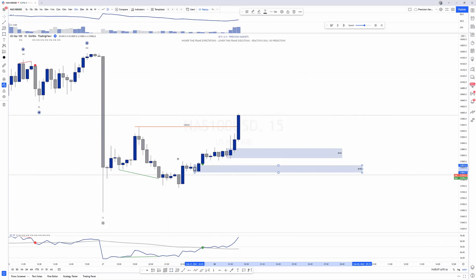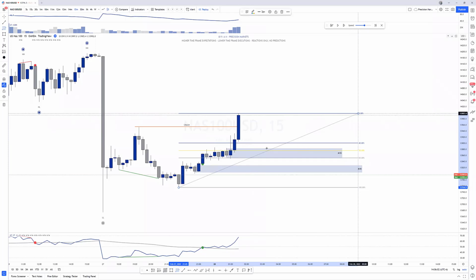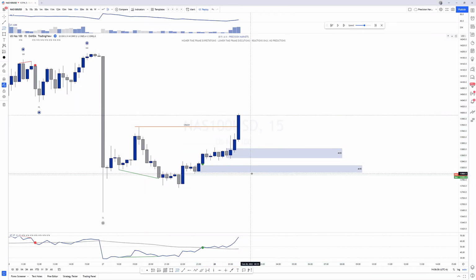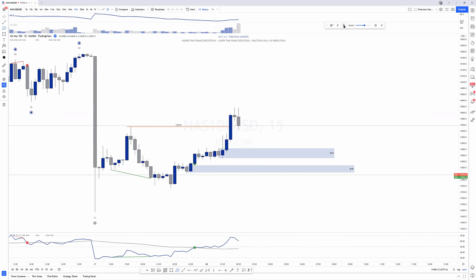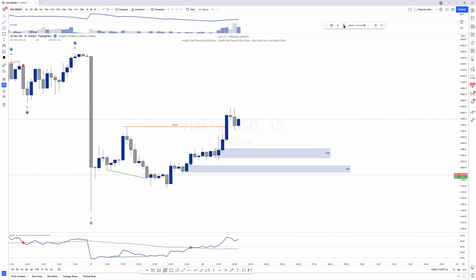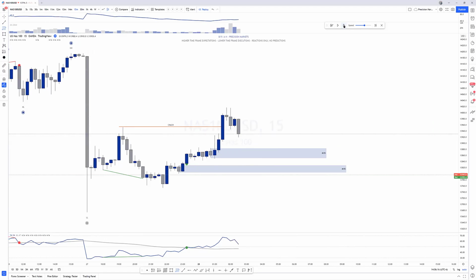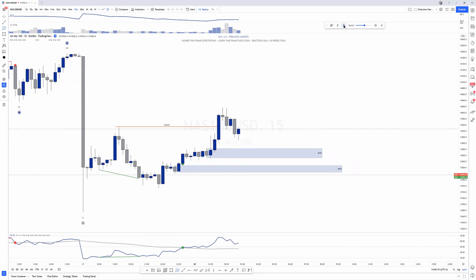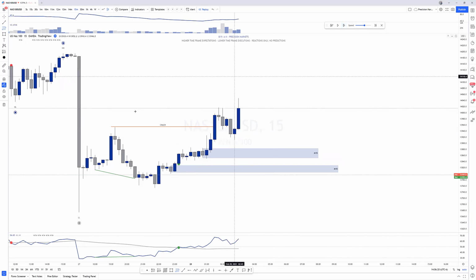I like to use my fib tool going down from the last impulse leg all the way up here. You'll notice this one's in relative equilibrium. This one's in our discount. So these are areas that I'm interested in looking to really get in the market. So let's see what happens. Haven't got a touch yet, so nothing to pay attention to just yet. All right, now something interesting happened.